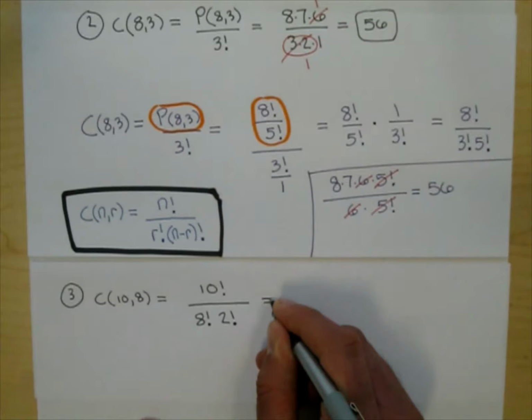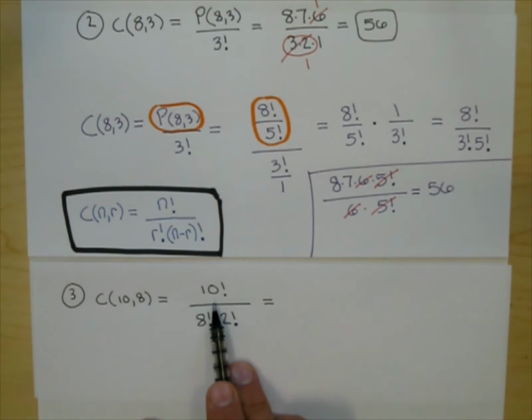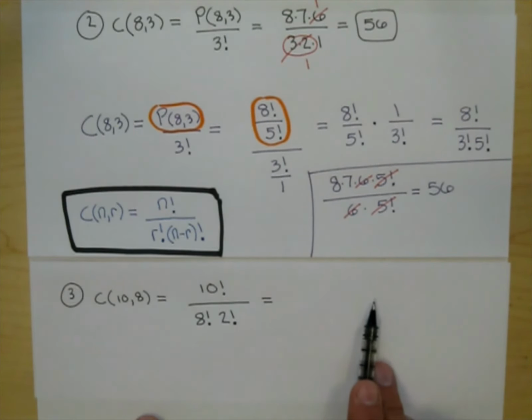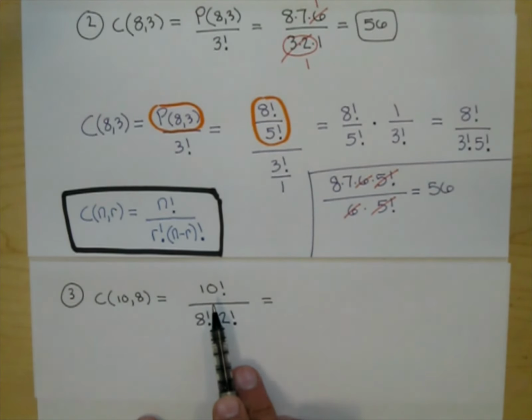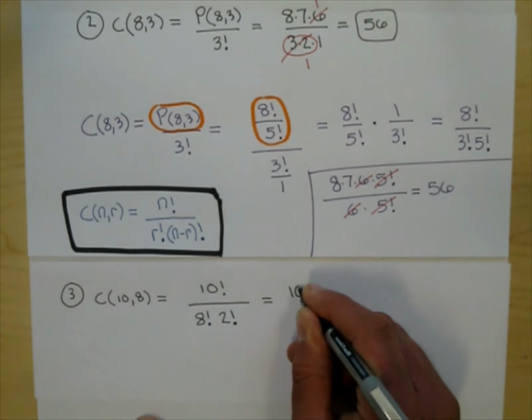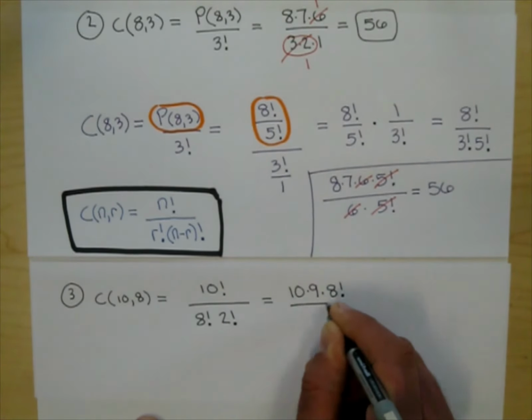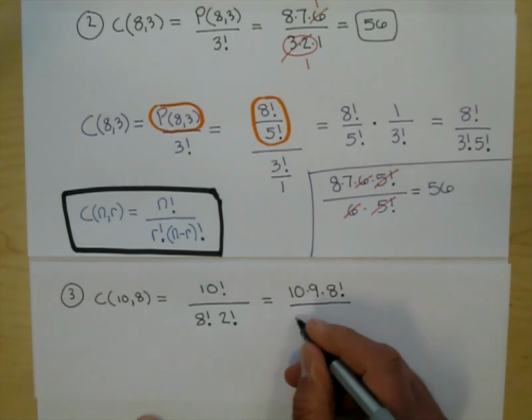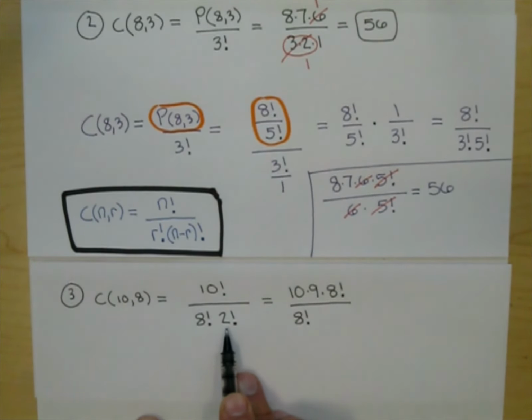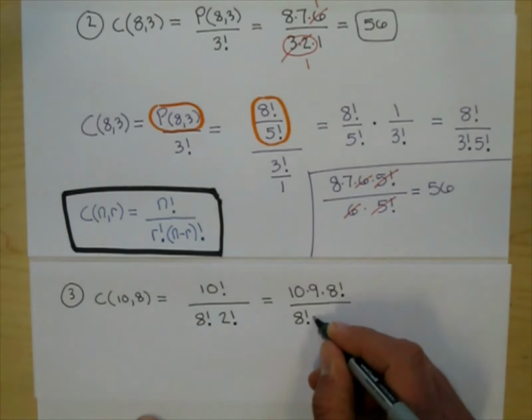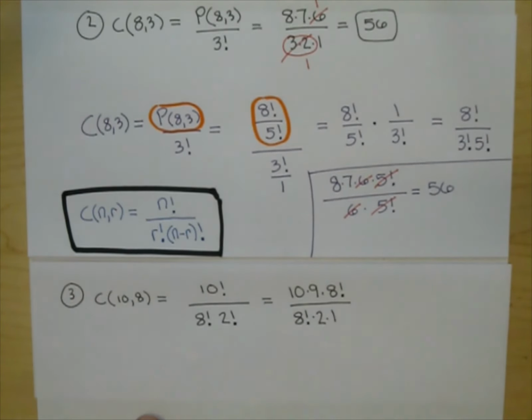Let's continue. 10 factorial is 10, 9, 8, 7, 6, 5, 4, 3, 2, 1. Now some of you really like that and you're going to write that out. But I'm lazy and I'm going to go all the way down to the bigger one. So I'm going to say 10, 9, 8 factorial. There's the 8 factorial right there. On the bottom, we'll keep it just like that, and then this one here, we'll write it out. This is 2 times 1. You don't really need to write that 1 there.